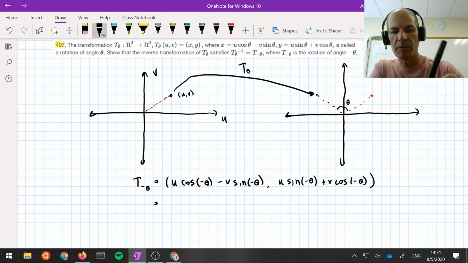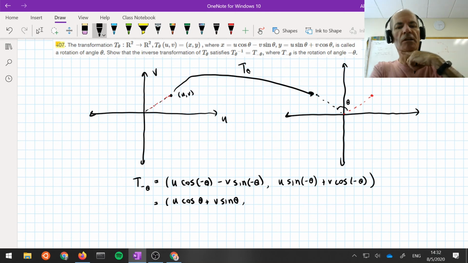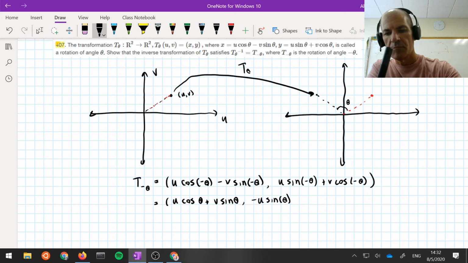And we know a little bit about how cosine interacts with minus signs. Cosine's an even function, so we can simplify this a bit. And sine is odd. So this minus sign disappears because cosine is even, and this minus sign can be pulled out because sine is odd. We pull it out, and this turns into a plus sign, and the first coordinate is a little bit simpler. In the second coordinate, we have minus u sine of theta plus v cosine of theta.